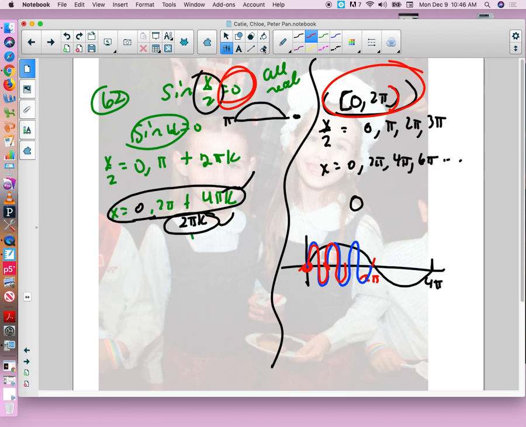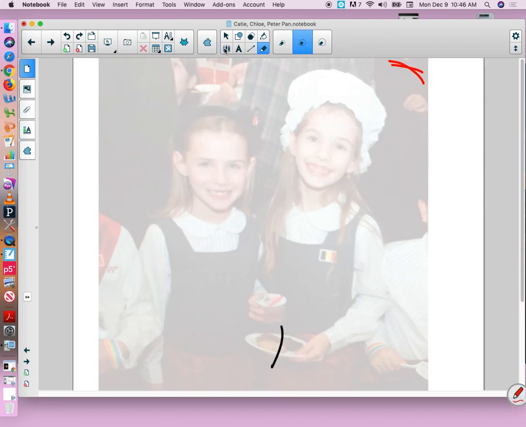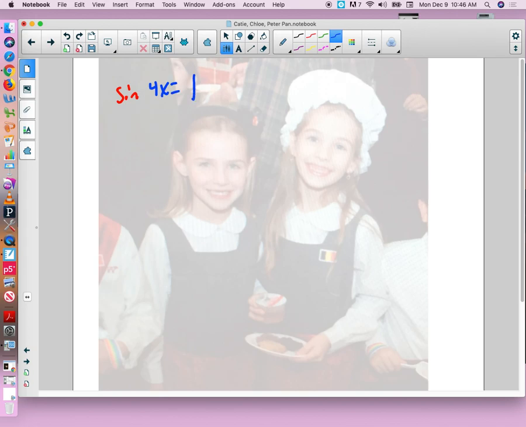All right, so let's go to 63. And it's going to happen on 63. All right, on 63, I have sine of 4x equals 1. All right, so I'm going to say sine of u equals 1. Always tell somebody what you're doing. Get used to that as you head toward AP.